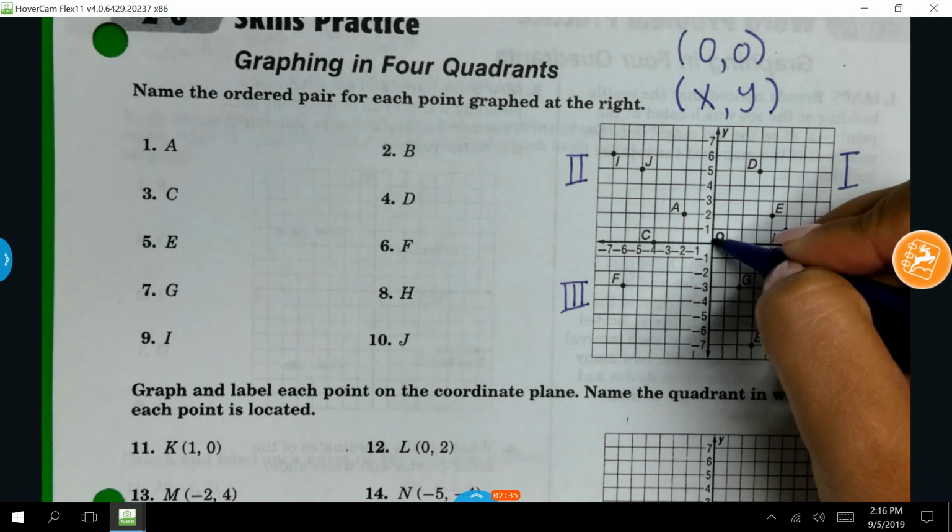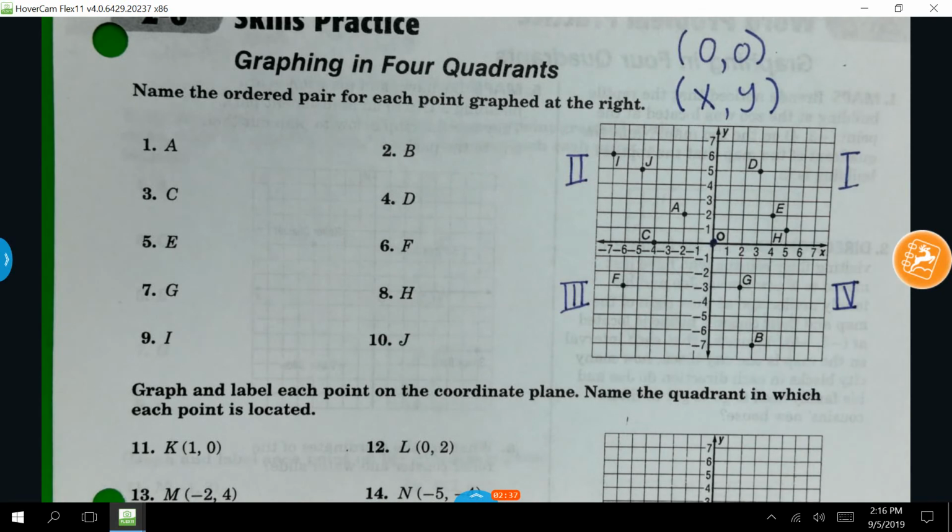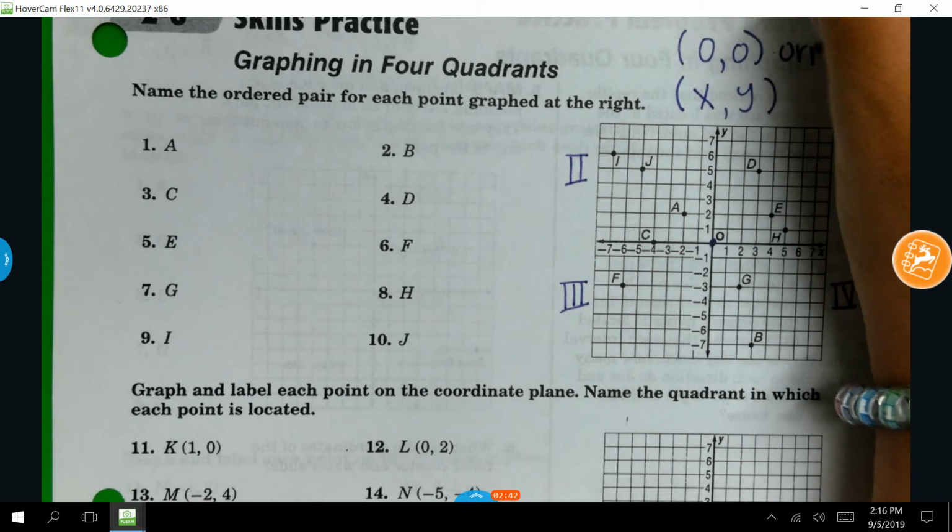What is the point 0, 0? Does anybody remember what that's called? Right there in the middle of everything? Origin. 0, 0 is called your origin.